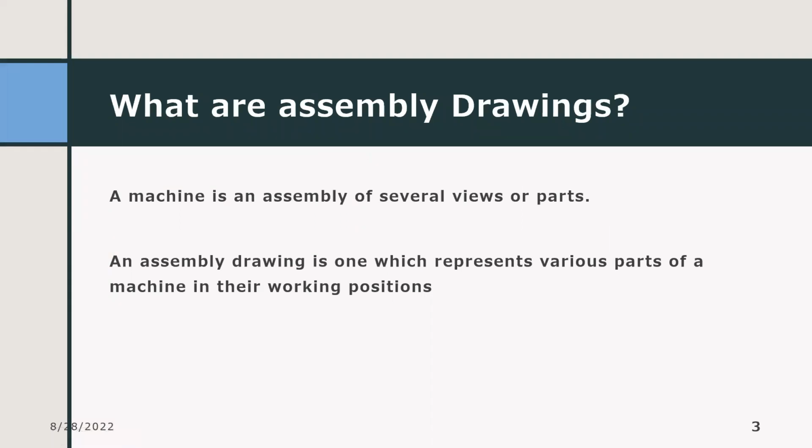Normally machines have several parts, okay, and of course an assembly drawing is an assembly of all these parts. So what exactly is an assembly drawing? An assembly drawing is one which represents various parts of a machine in their working positions.